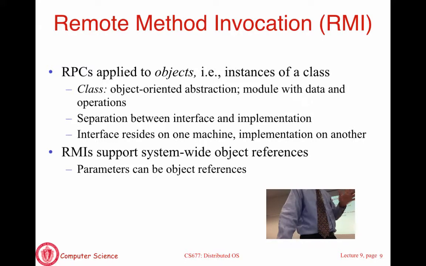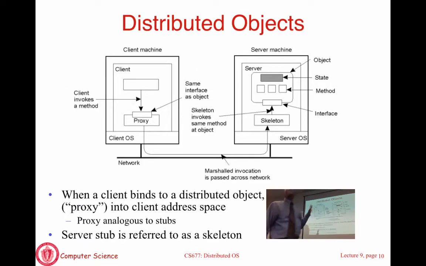You can't pass arbitrary pointers. In any case, the notion of pointers doesn't exist in Java. So you can't do arbitrary stuff, but you can pass by reference when you have object references. We'll look at that as well. So here is a picture that shows you a similar setup as the RPC setup. You have your client machine here and the server machine here. At both client and server, you will have some code which are essentially stubs. But in the Java world, the client stub is called a proxy.